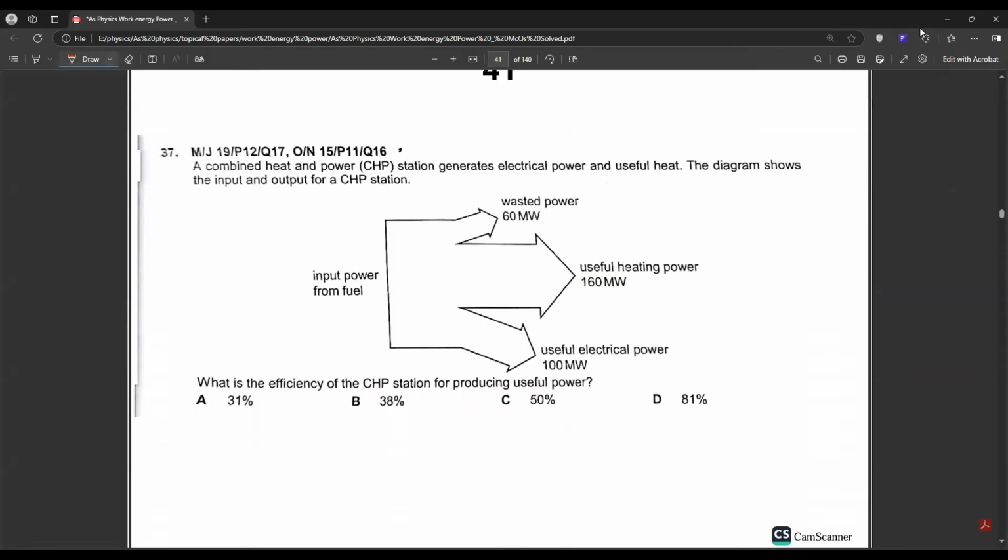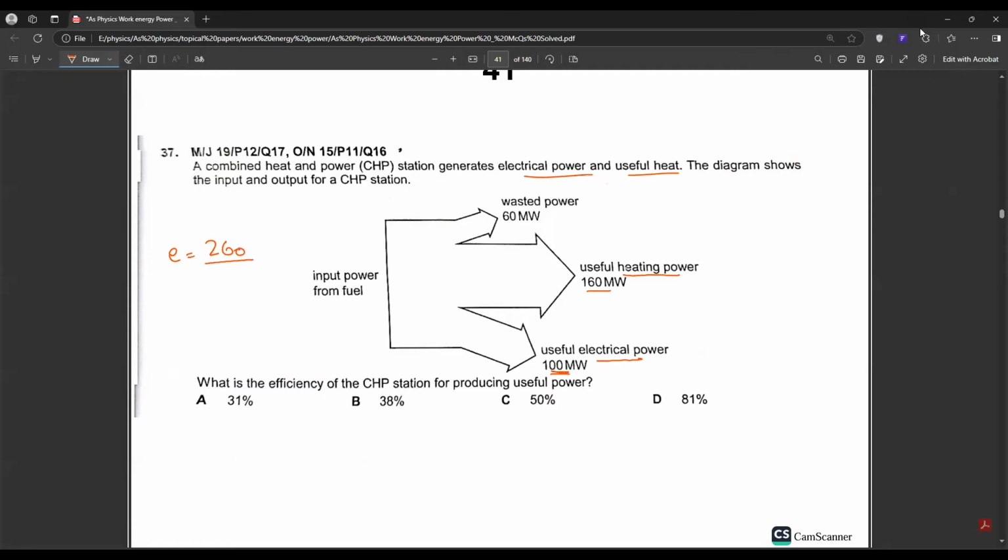Let's see this. A combined heat and power station generates electrical power and useful heat. The diagram shows the input and output for a combined heat and power, or you can say CHP, station. What is the efficiency of the CHP station for producing useful power? We have to calculate the efficiency. How can we do that? Very, very easy. What is the useful heating power? 160. What is the useful electric power? 100. What will be the total useful power? 260.